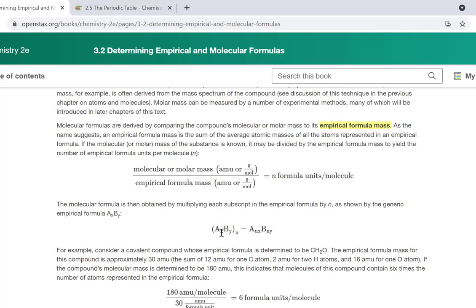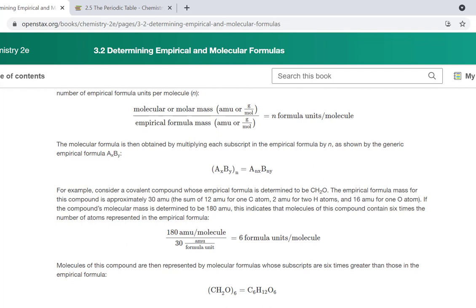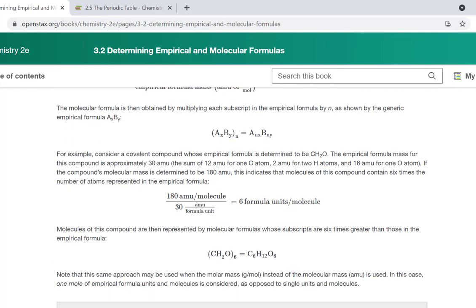So if you have substance A with a subscript x, substance B with a subscript y, you would end up with A with the subscript n times x, B with the subscript n times y. So that's how we would go about finding that. Let's look at a quick example of how this might work.